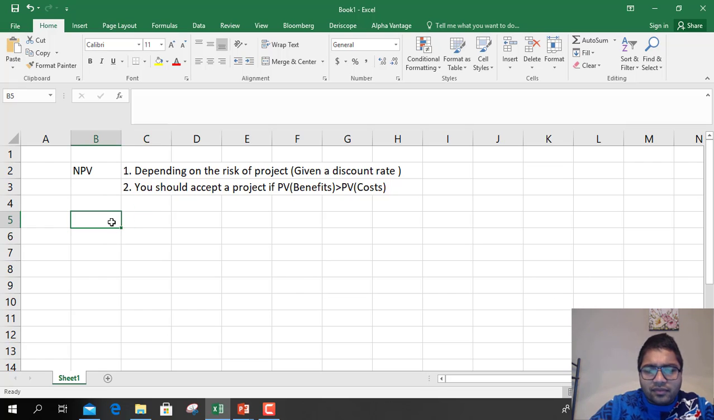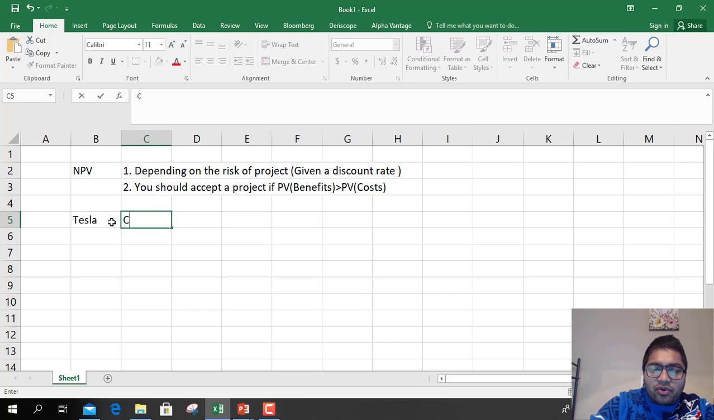So let us assume that you are a manager of Tesla, and currently Tesla spends $0 on marketing. It doesn't spend anything on marketing. It doesn't have any marketing budget. So the advertising guy in Tesla comes up to Elon Musk, and Elon Musk refers him to the CFO, because all the investment decisions are made by CFOs. So the CFO has this project in front of him from the marketing guy.